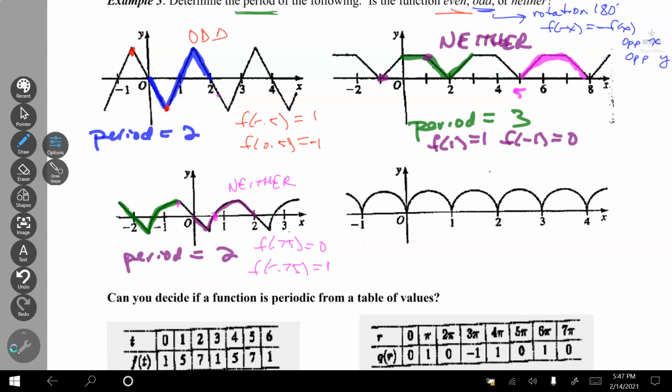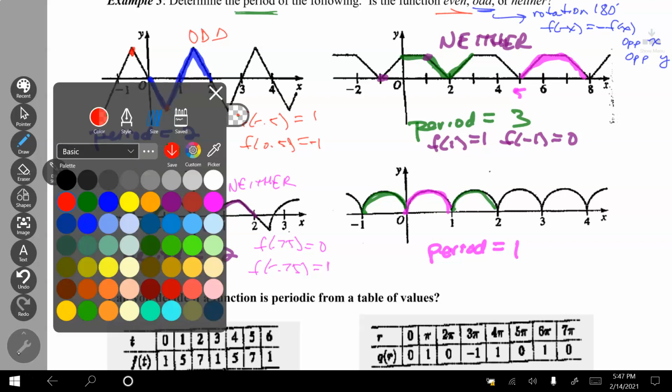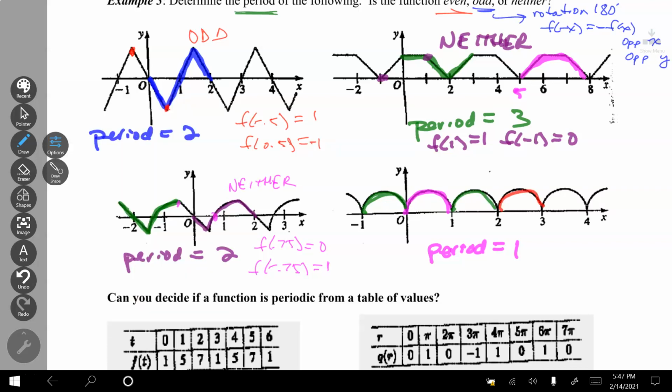And this last one here, well, this is an easy one to see, the period. The period is obviously just one of those half circles, semicircles. That period is 1, and hopefully you could see that it is just repeating itself over and over the y-axis, and this is an even function. Symmetric over the y-axis, all these semicircles.